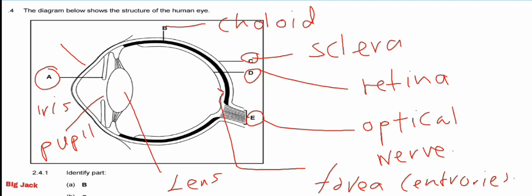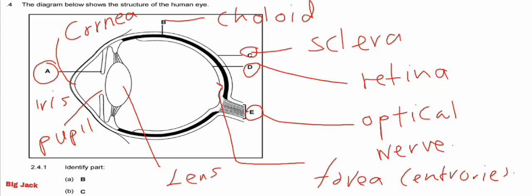Then the last part, let me just include the last one. This part here is called the cornea. There is a difference between the cornea and the sclera. The sclera is the white part of the eye. The cornea is just the transparent part of the eye, meaning that on the cornea is where the refraction of light takes place. We also have the liquid which is found in the eye. It is called the vitreous humor.